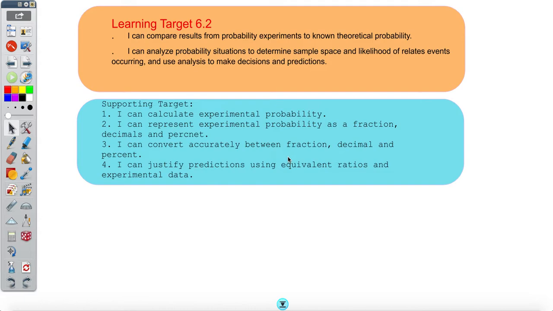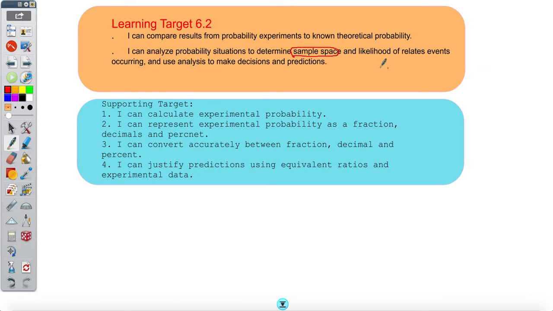So, the learning targets that are going to encompass today's lesson is I can compare results from probability experiments to known theoretical probability, and I can analyze probability situations to determine sample space and likelihood of related events occurring and use analysis to make decisions and predictions. So we are really going to focus on this math term, sample space, right here.